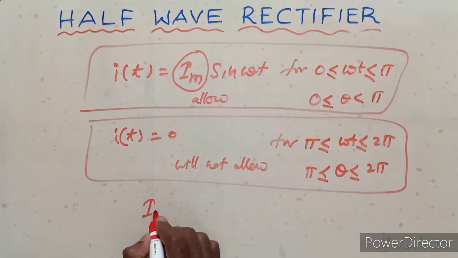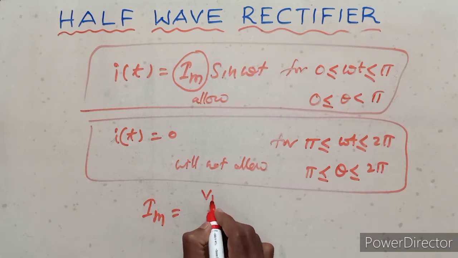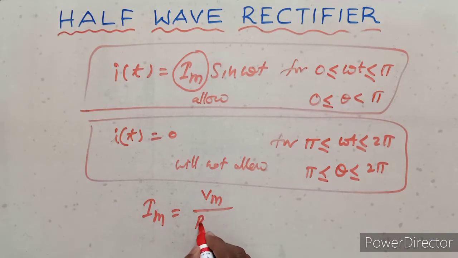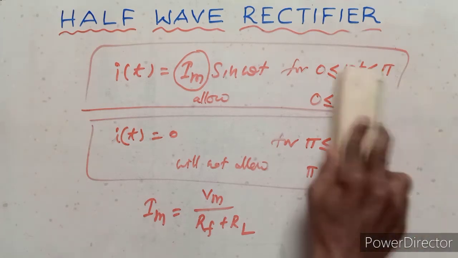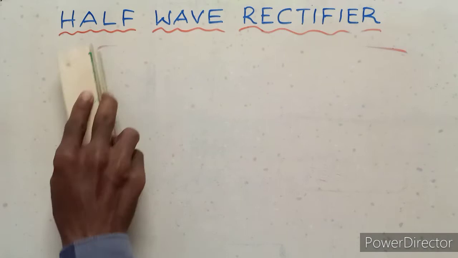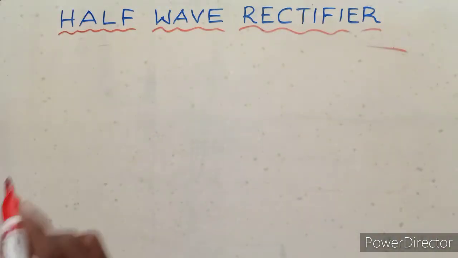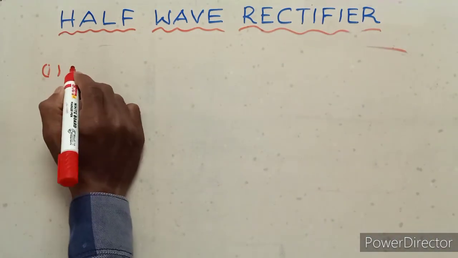Here Im is the maximum current. Maximum current Im equals Vm upon Rf plus RL, the forward resistance plus the load resistance. This is the maximum current value. Now we have to find the parameters. The first parameter is the DC value of current.